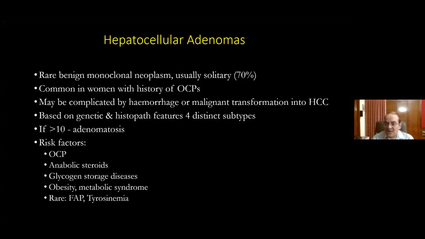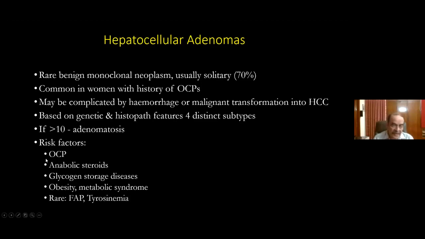Let's move on to hepatocellular adenomas. These are seen in the appropriate context of a woman who's in reproductive age group, who's on oral contraceptive pills. This lesion is commonly complicated by hemorrhage and therefore needs to be treated. There's also some risk of a malignant transformation in some subtypes of adenomas, and I'll just talk of that in a minute. If you have more than 10 adenomas, the condition is referred to as adenomatosis.